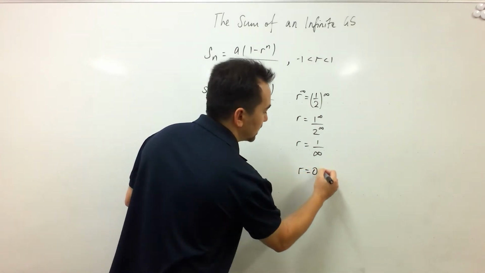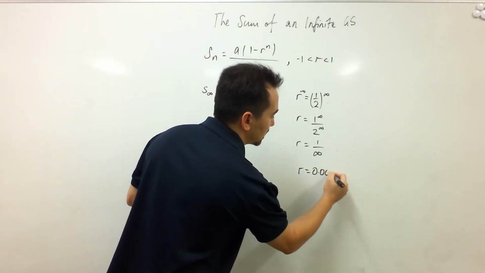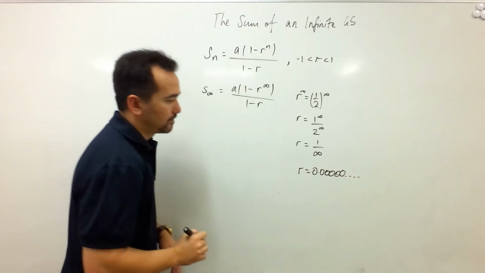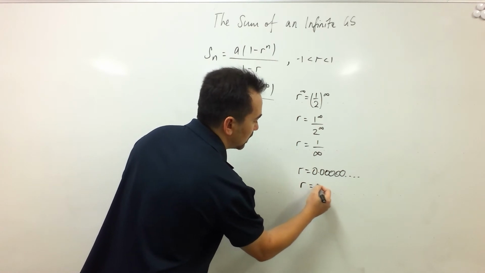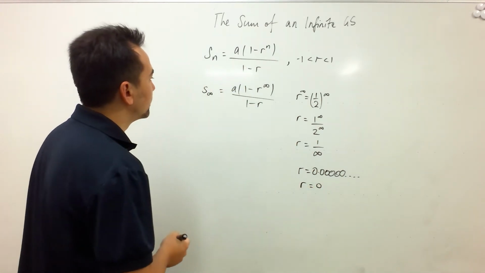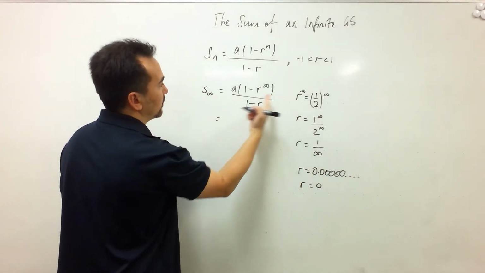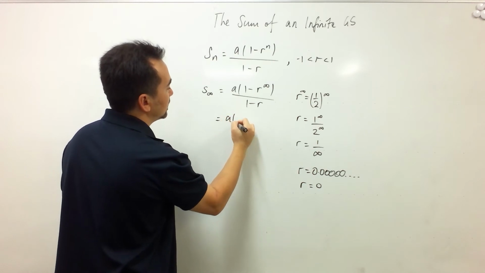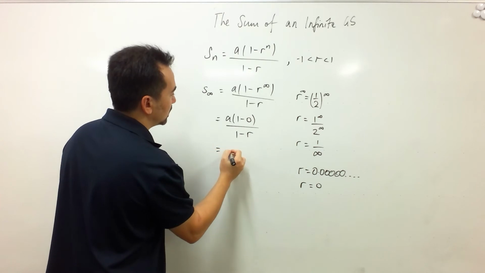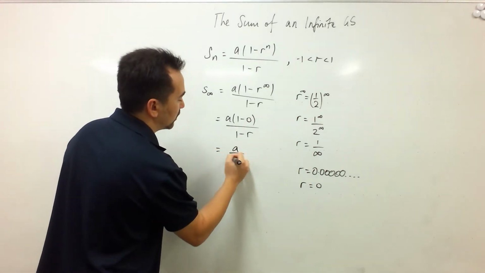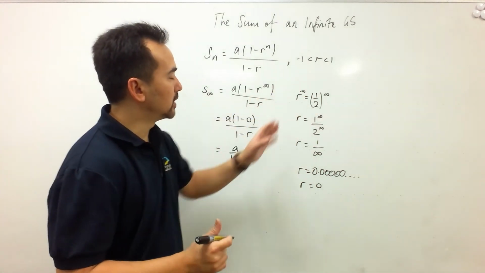It could be 0.0 something, but because this number is infinity and keeps on going, all these zeros keep on going as well. Now, if I were to round this to 10 decimal places, or 8 decimal places, or 1 decimal place, we get 0. Okay. So basically, substituting this r to the power infinity in here, we get a times by 1 take away 0 all over 1 take away r, which is a over 1 take away r. And that's still under the constriction that r is between negative 1 and 1.